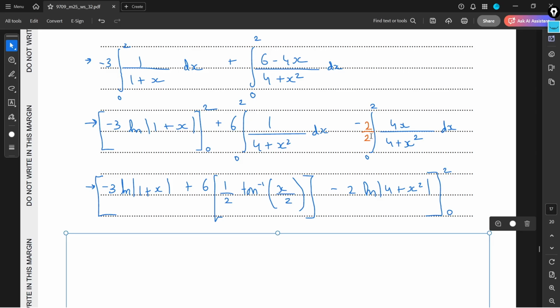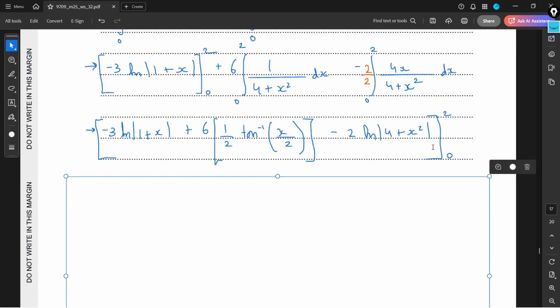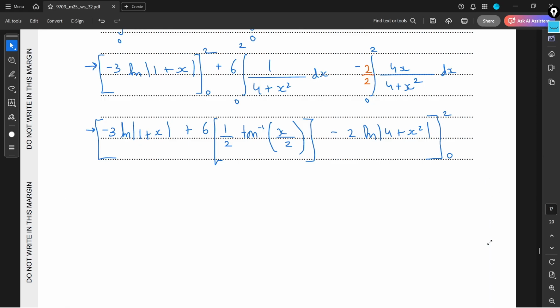So the bottom 2 is going to get cut with this 4 to become 2x. And therefore it's going to become 2x over 4 plus x square. And now because the derivative of x square is 2x, I'm just left with the final integration of this result as 2 ln (4 plus x square). After this, I just need to substitute the values of the limits, and that's it. I'll be done with this integration.